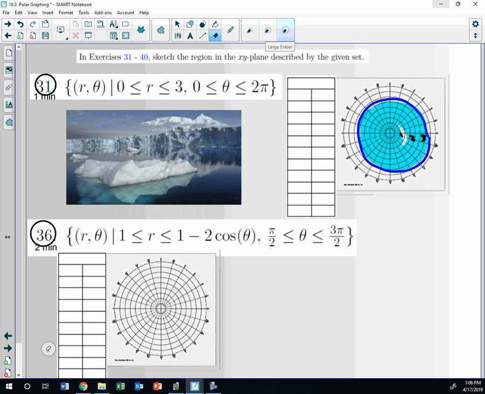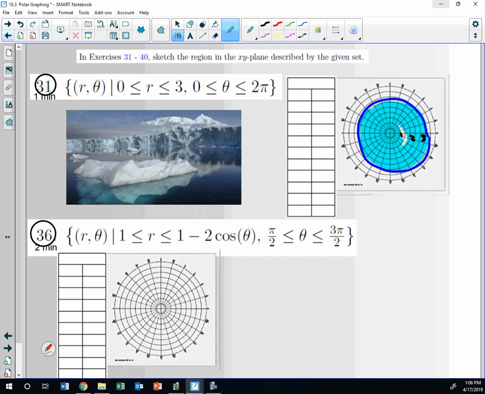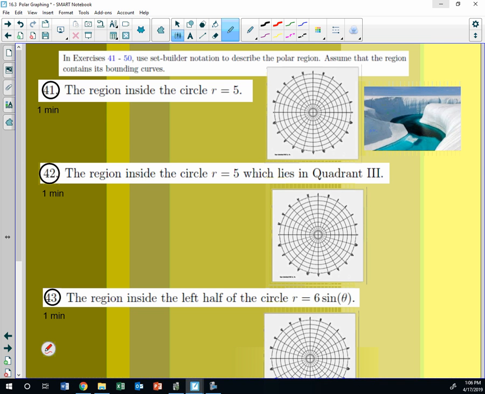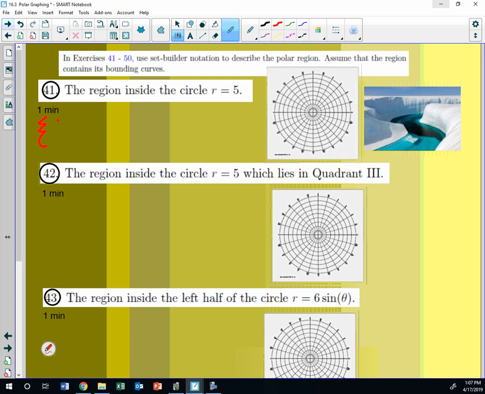All right, and then the last one. Wait, what's it wanting to do for the table? Oh, you don't need to table anything. You don't need to put anything in that table. And then for this one, you're going to do the set builder. The set of all r, theta such that what's happening to r, what's happening to theta. Okay? And so you're going to build those for these three. And that's your assignment for tomorrow.